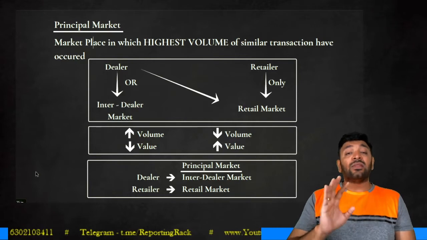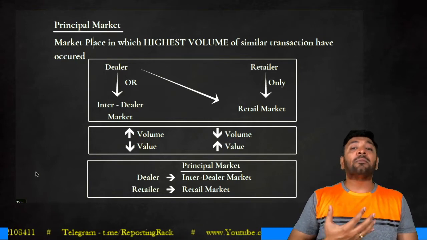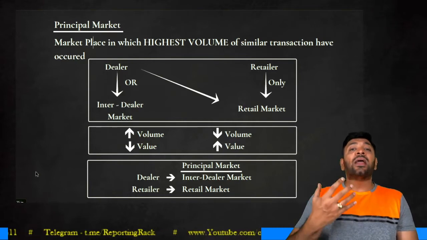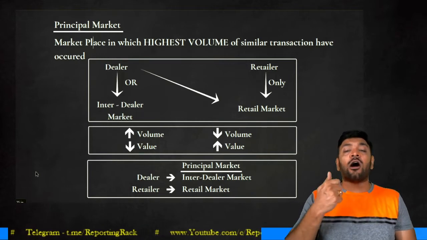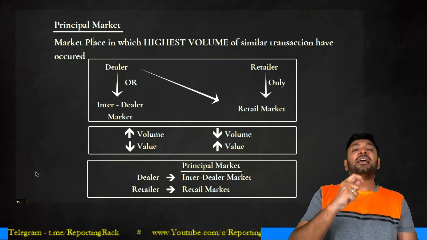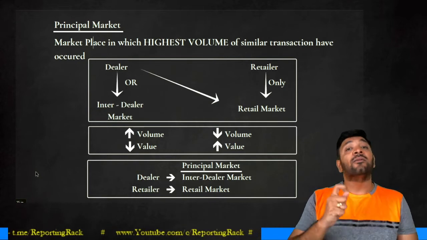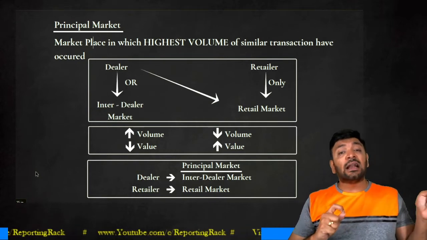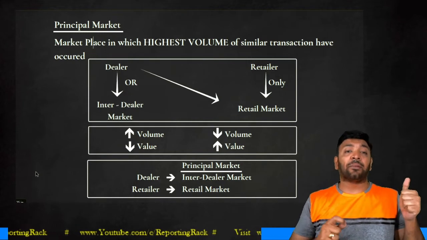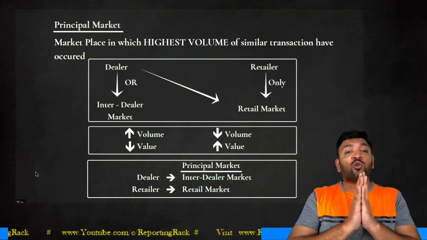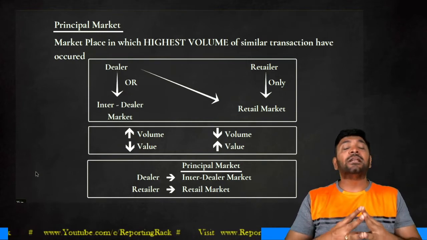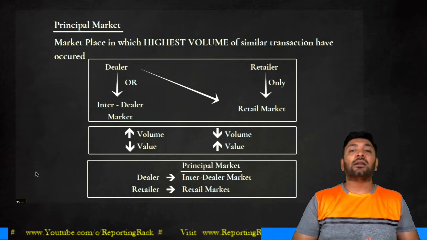Highest volume of similar transactions have occurred. Therefore, for a dealer, the interdealer market becomes the principal market, and he will determine the fair value of the securities held based on the price at which they are quoted in the interdealer market. Even though he knows that in the retail market he can sell it at a higher price, he will determine fair value only with reference to his principal market, which is the interdealer market.